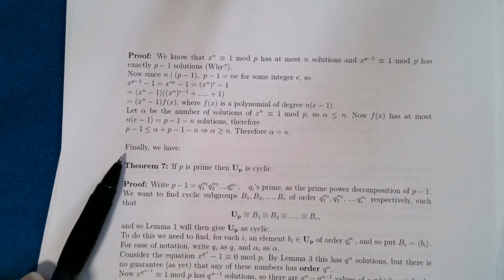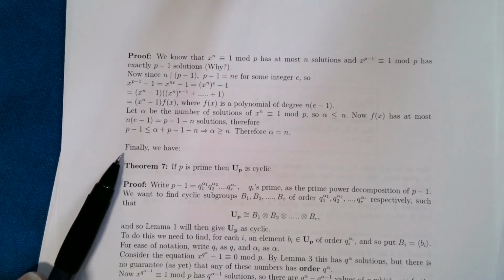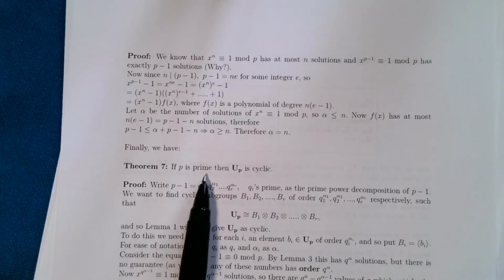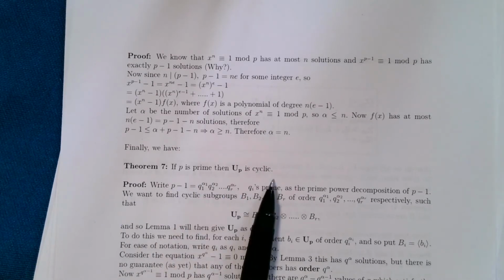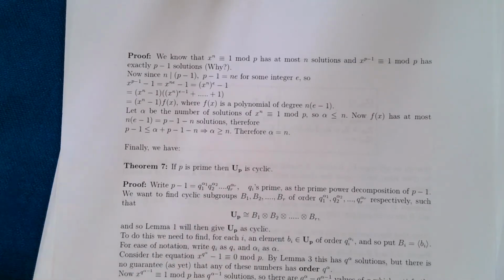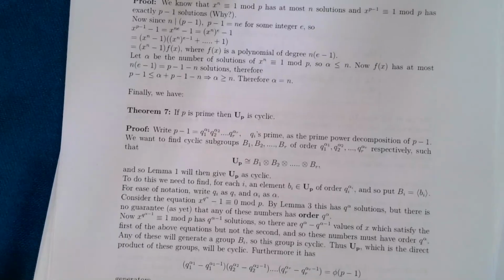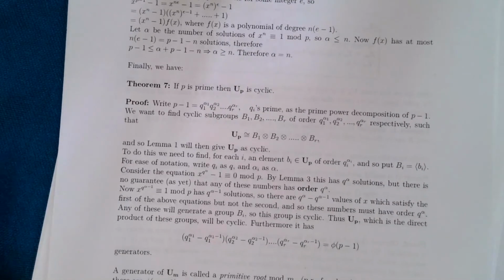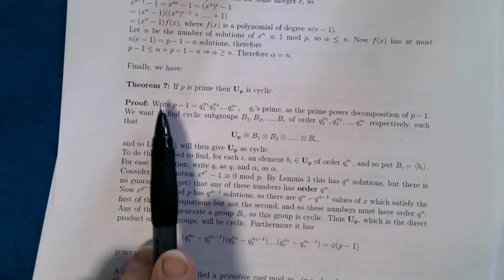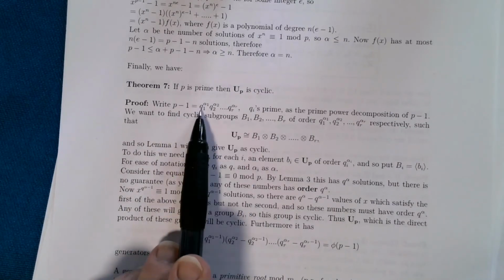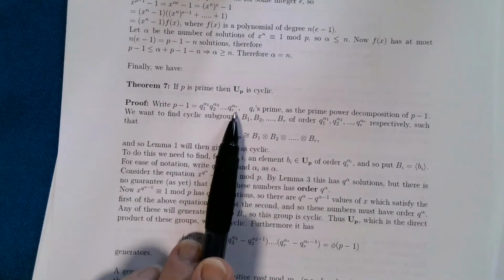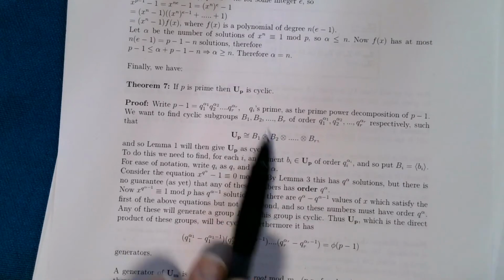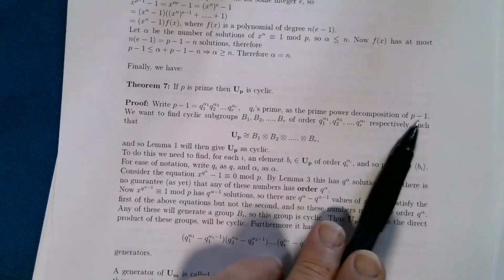Finally, we come to our main theorem, and if you skip the earlier lemmas, this is the main point here: if p is prime, then Up is cyclic. The proof of this again is slightly difficult. We take p minus 1 and prime factorise it, where the qi's are prime.